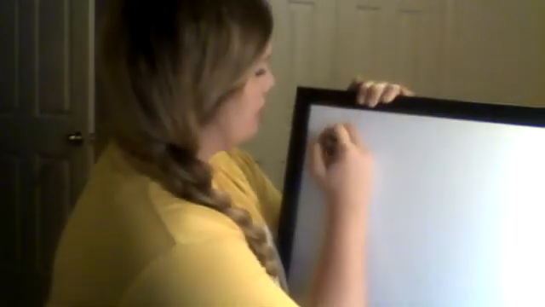Good morning. Today we're going to go over some geometry and talk about types of lines and how you can classify triangles by their sides as well as by their angles. So for starters, let's go over a little bit of vocabulary. We'll start with parallel.